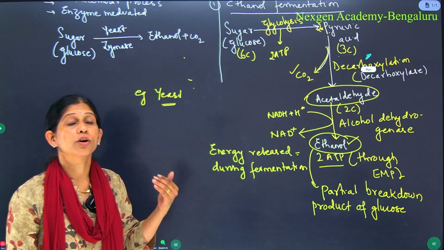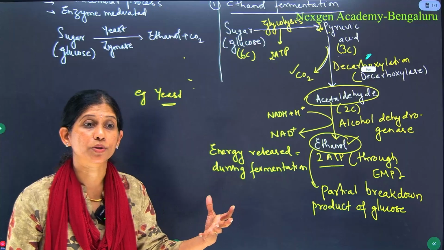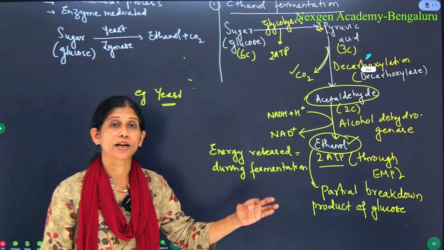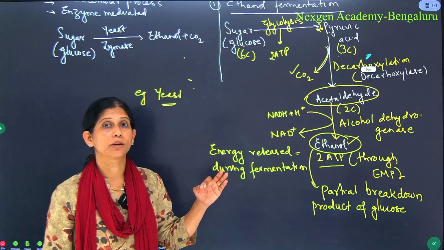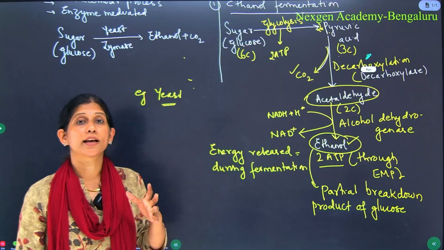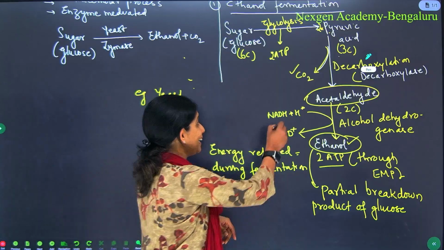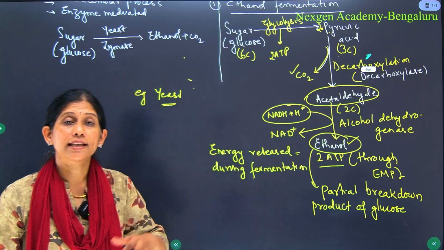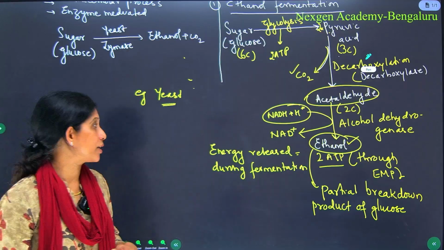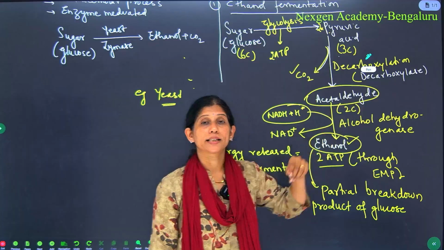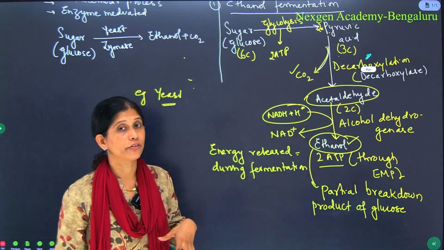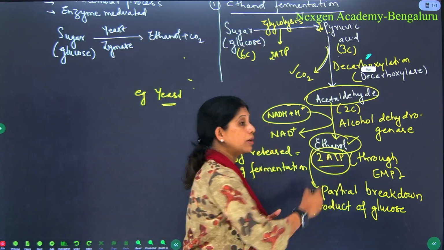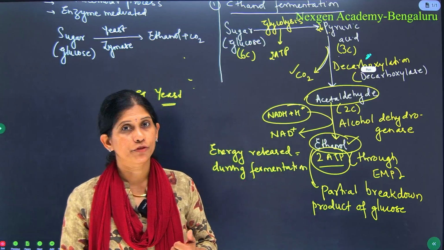Now if somebody asks you whether fermentation is an oxidation or reduction process, definitely it is a reduction process, right? Is it a complete breakdown or partial breakdown of glucose? It is a partial breakdown of glucose. What is the reducing agent in fermentation? NADH plus H is the reducing agent in fermentation. Who is the ultimate acceptor of electrons in fermentation? Acetaldehyde is the ultimate acceptor of hydrogen or electrons in the process of fermentation. How many ATP molecules are produced during fermentation? Only 2 ATP molecules are produced during fermentation.